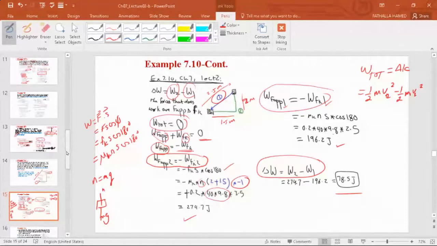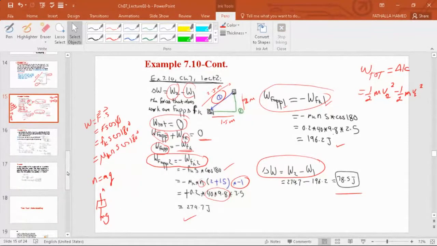Is this example clear? Any question on this one? Any question?